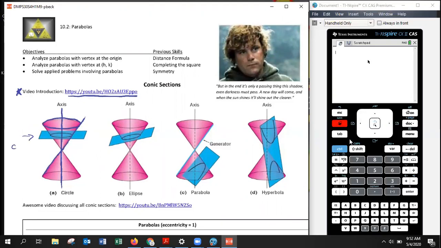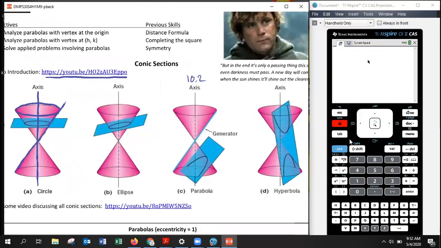You guys should be familiar with this one. This is the circle. The circle is what we began our school year with. Then we also did parabolas, which is 10.2, and this is what our focus is going to be on today. The parabola is created when you have this generating line with the exact same slope. It's really gradient when you talk about it in a three-dimensional format, but with the same gradient cutting through the cone, you create what's called the parabola.